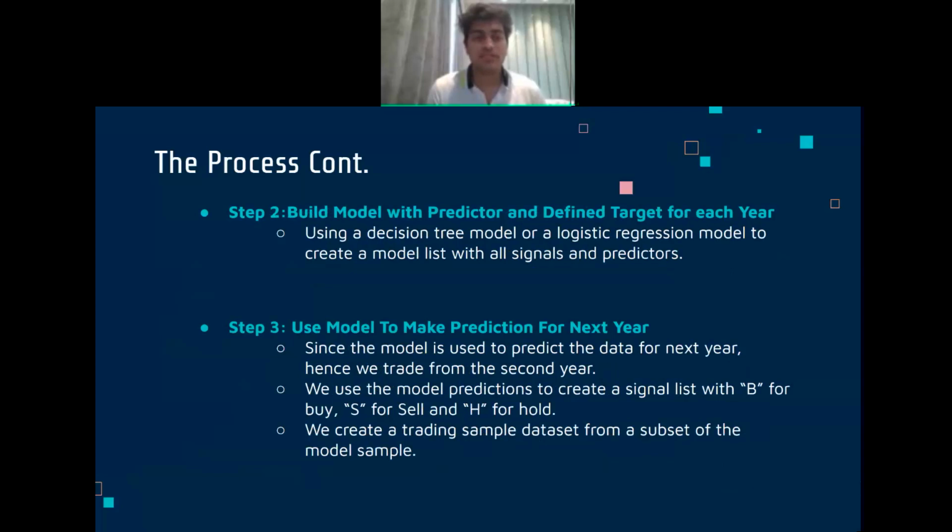Step 2 actually was building the model. We could have used logistic regression over here, but we decided to go with the decision tree model, and we actually created a model list with all the signals as well as the predictors. So we actually received all the signals with buy, sell, and hold, and then we decided to use that in step 3 for predicting what would happen in the next year.